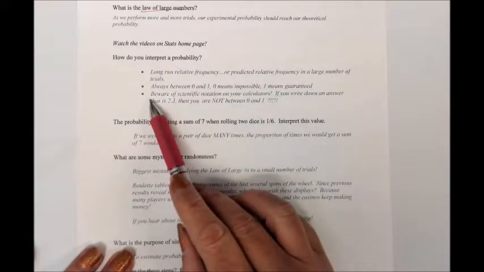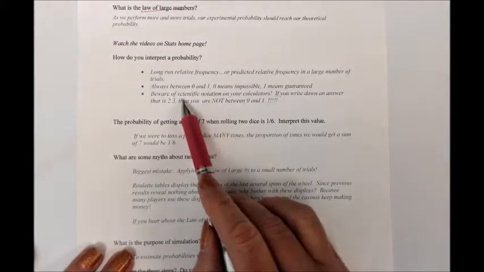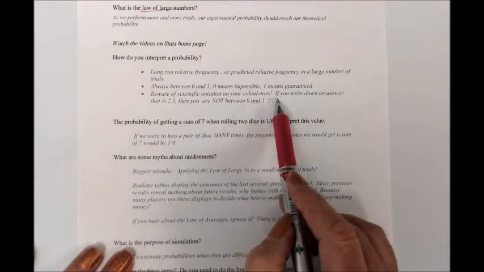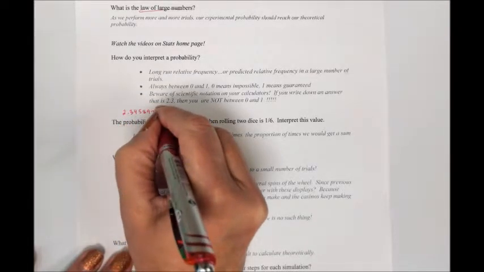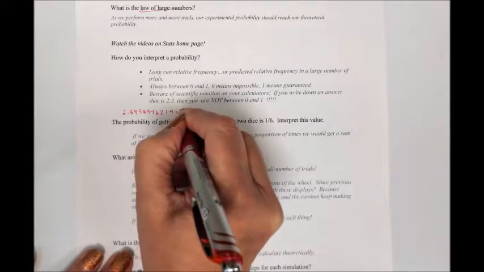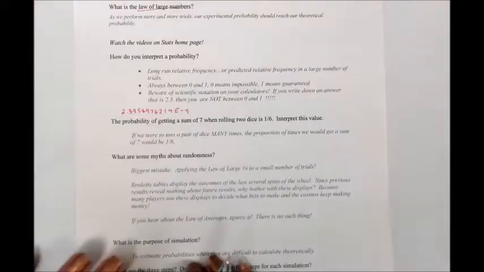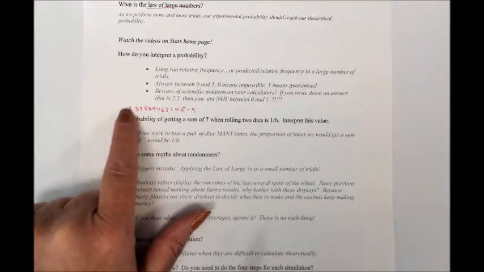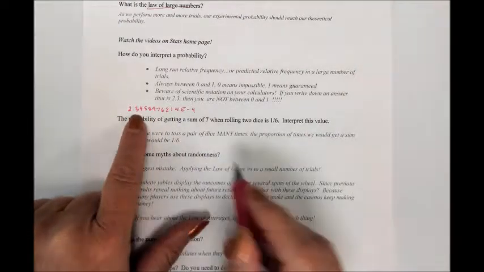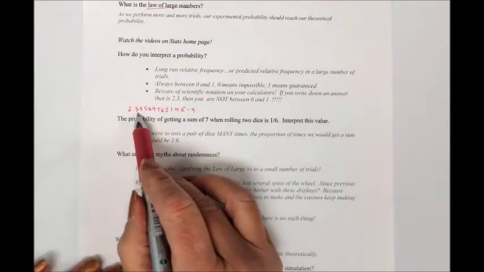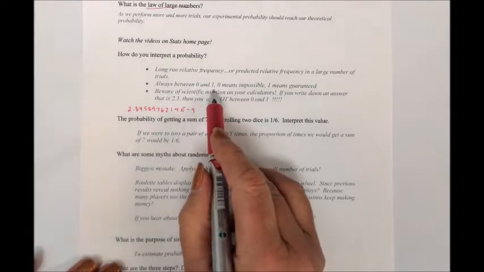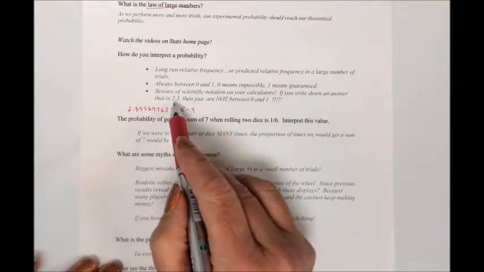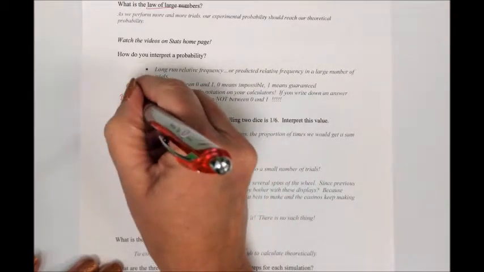I also mentioned this: with really small numbers, the calculator changes to scientific notation. So like you might get 2.345897621 and then an E and a -4. A student looks at their answer and just focuses on this and says, oh, I'm just going to say the probability is 2.3. Well, you can't say the probability is 2.3 because that's not between 0 and 1. If you say 2.3, that's a 230% chance.